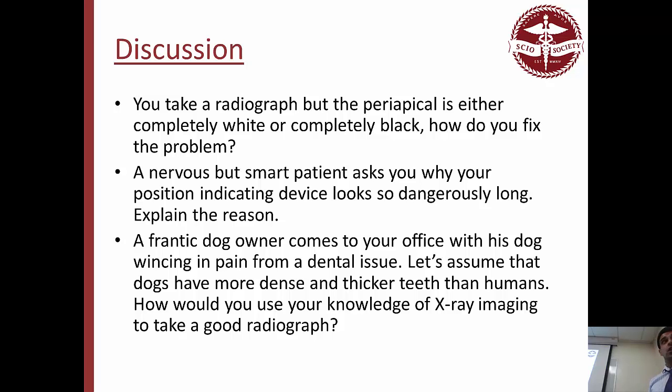Yeah, so you'd want low contrast by increasing penetrance, and the only way you would really know how to do that upstairs is by using your exposure time. And if they ever ask you in the middle of it why your thing is so dangerously long, you'd be like, well, because of parallel rays, and that's it. So that's the discussion. Yeah. Thank you.